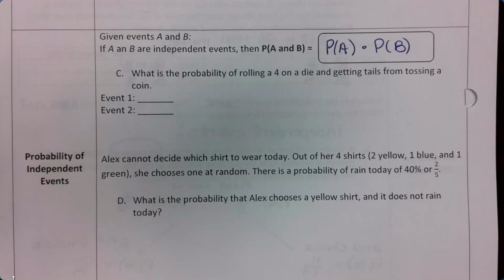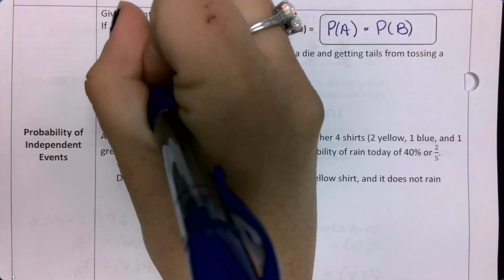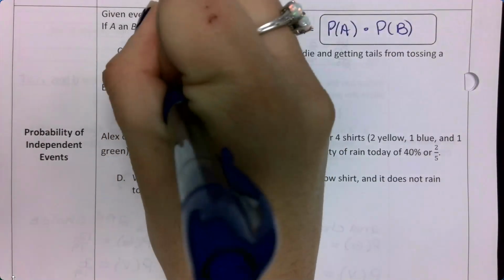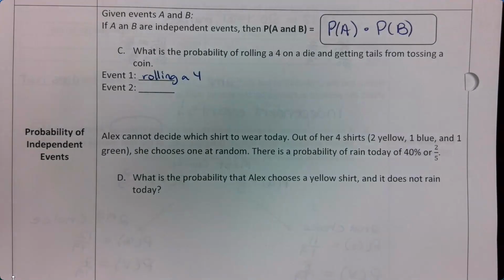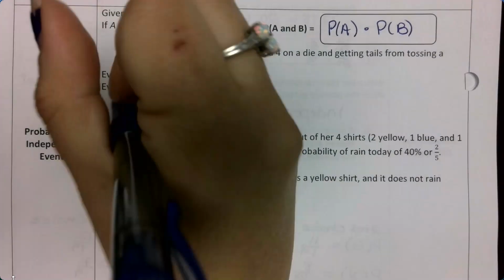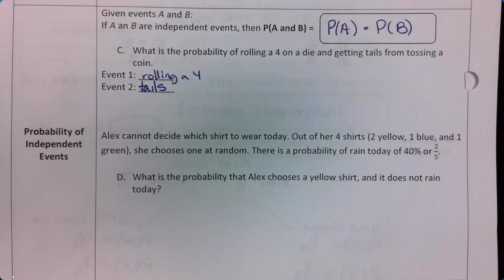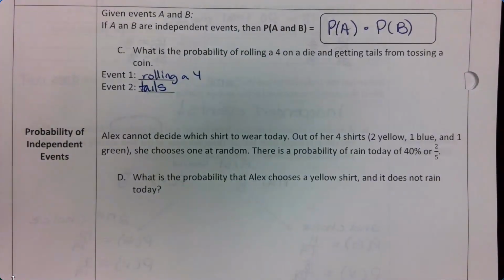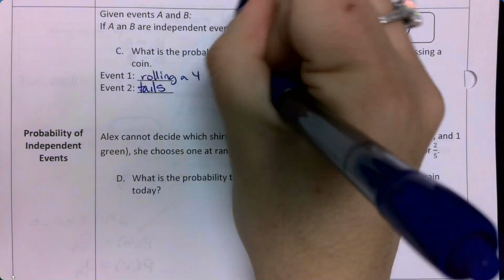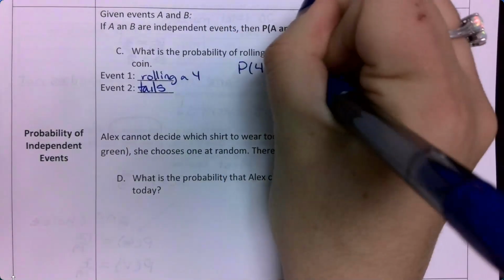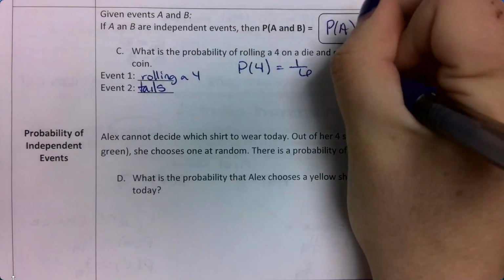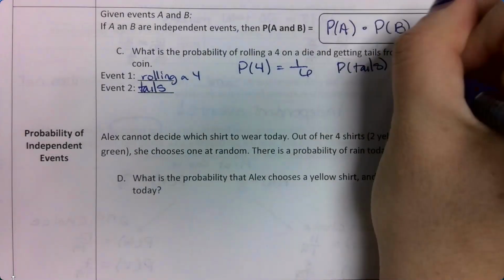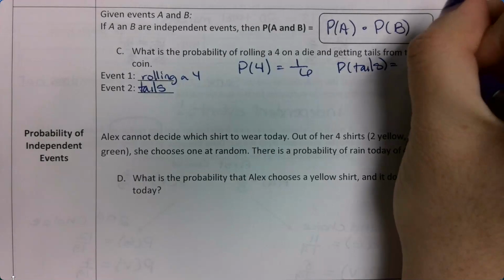So, what is the probability of rolling a 4 on a dice and getting a tails from tossing a coin? My first event is rolling a 4, and my second event is getting a tails. What's my probability of rolling a 4 on a dice? 1 out of 6. And then my probability of getting a tails on a coin? 1 out of 2.